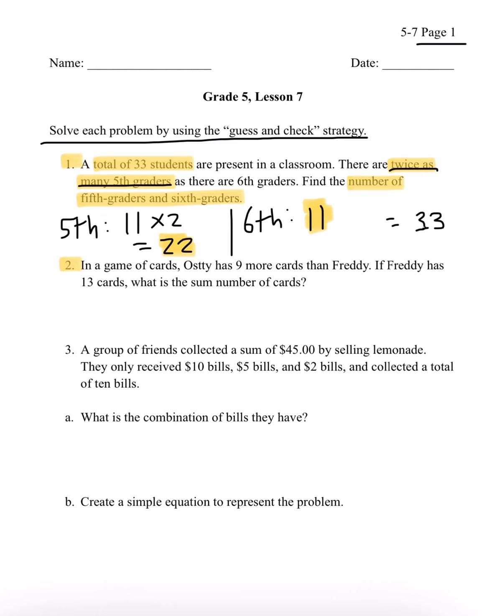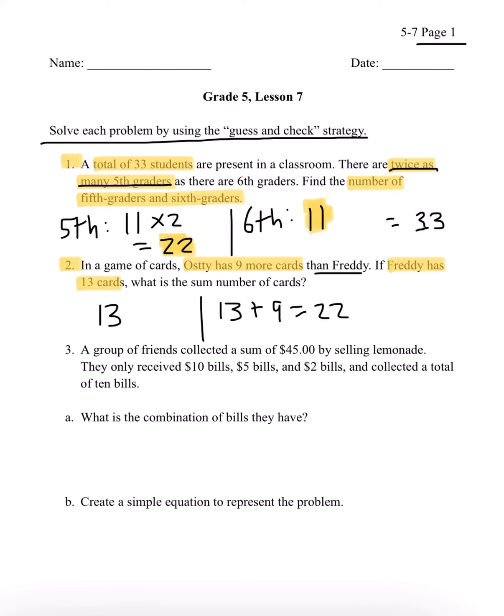Next, for number 2, it says, in a game of cards, Ozzy has 9 more cards than Freddie. If Freddie has 13 cards, what is the sum number of cards? So, Ozzy has 9 more cards than Freddie, and it says Freddie has 13 cards. So we know Freddie has 13 cards, while Ozzy has 9 more. So this is how much Freddie has, right? And Ozzy has 9 more cards than Freddie. So we're going to add 9 to 13. 13 plus 9, it gives us 22.